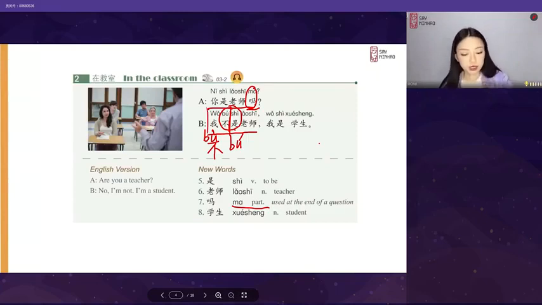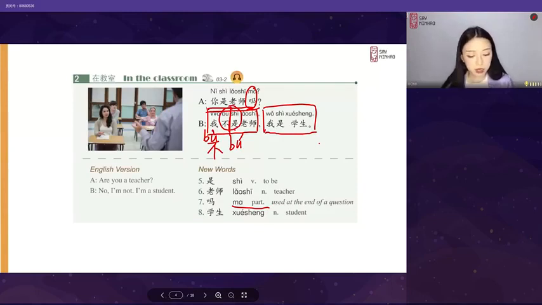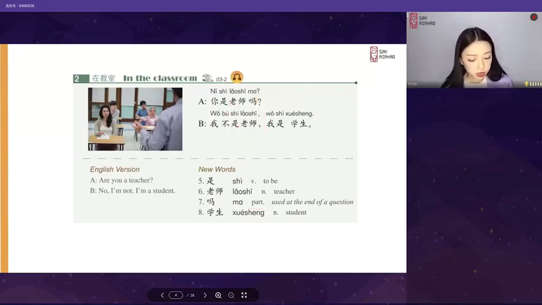So when this person said 我不是老师, it means I am not a teacher. 我, the subject, me. 不是, the verb. Teacher, 老师, the object. 我不是老师, I'm not a teacher. Next sentence is 我是学生. I am a student. Really easy. So this is the text. Please pay attention to 是 and 不是. These two are really important.